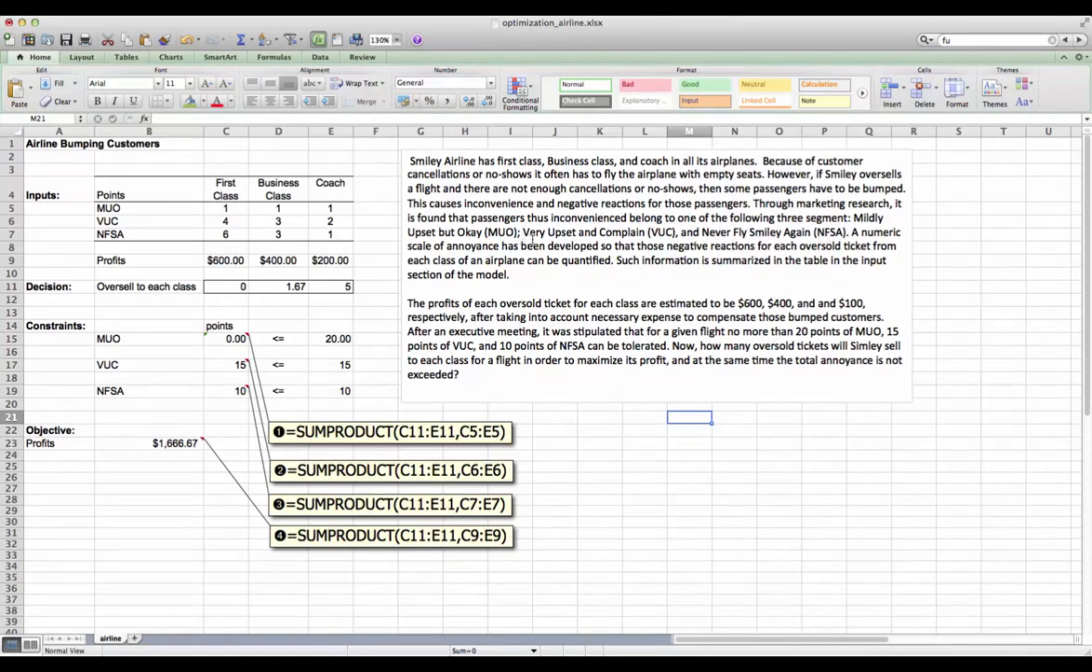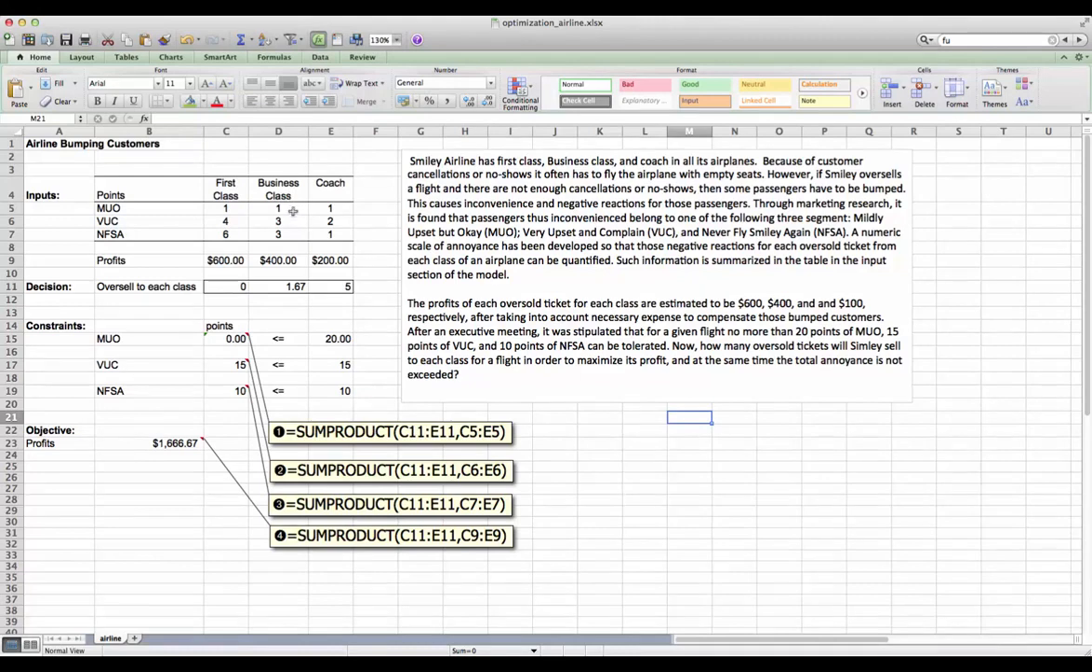So a numerical scale of those annoyances has been developed so that the negative reactions from each customer for each oversold ticket are captured in this table in the inputs here. On the other hand, each ticket has a certain profit, and here first class is highest, business class middle, and coach the least. So the point of this exercise is to develop a decision in terms of how many tickets to oversell into each class so that Smiley Airline can not only maximize its profit but also respect the customer constraint. In other words, they do not want to oversell so much that they go over the limit. Now the limit is defined by the points here for each segment of customers.